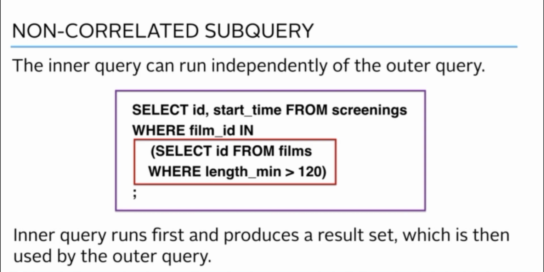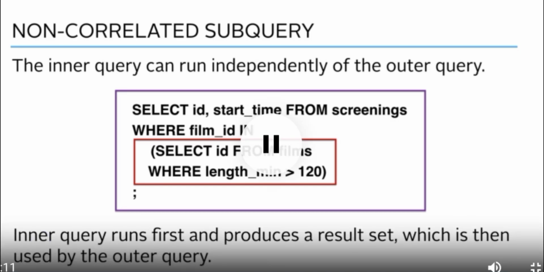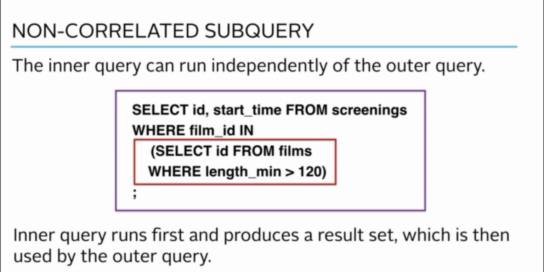And in non-correlated subqueries, the inner query runs first and it only runs once, and it produces a set of results which are then used by the outer query. So this inner query is going to return a set of IDs where the film's length is greater than 120 minutes. And then the outer query is going to take this result and return the id and the start_time from screenings where the film_id is in the results from the inner query.